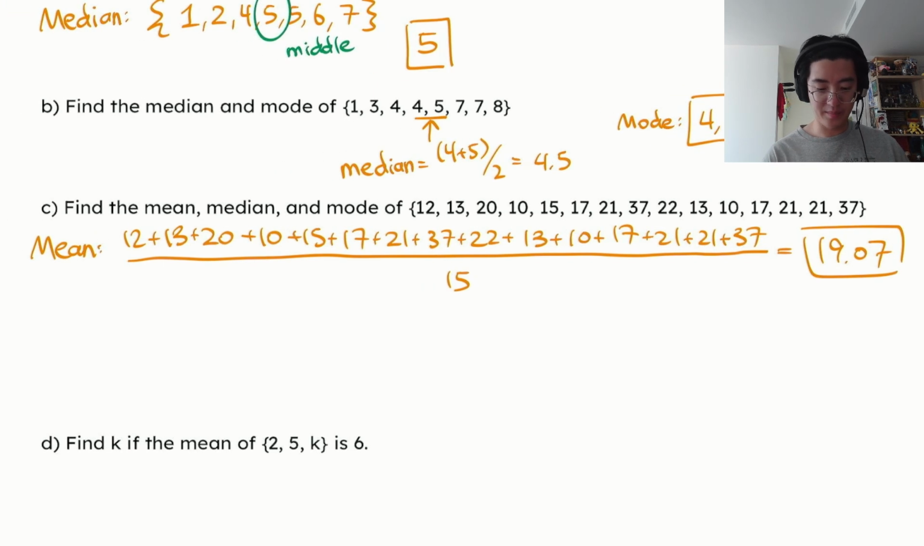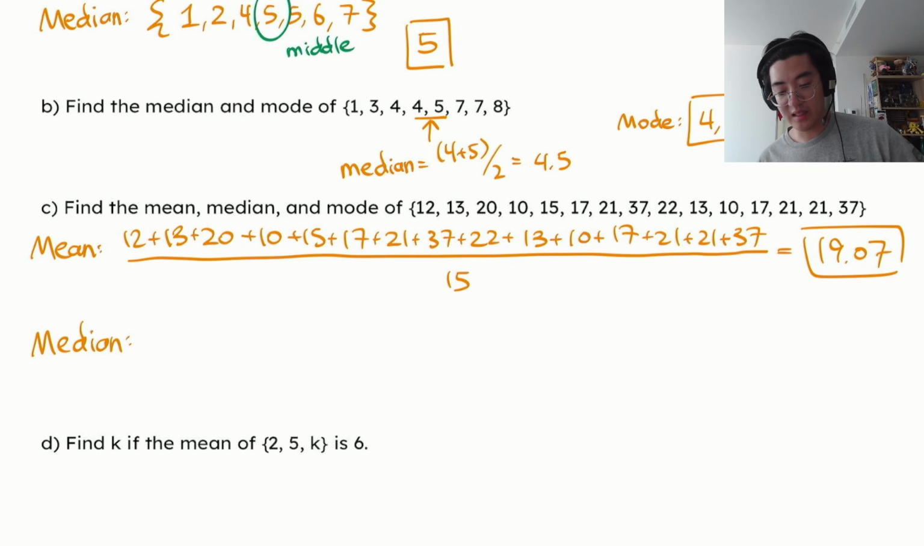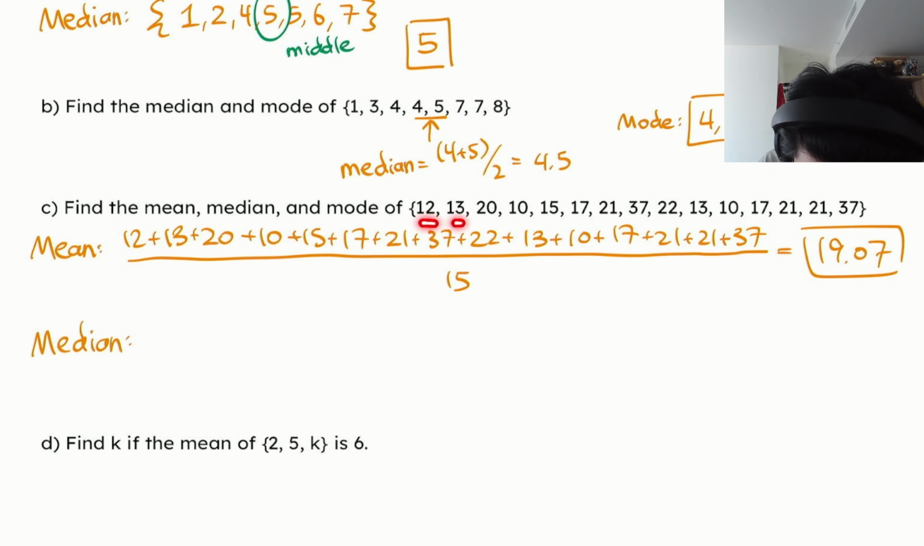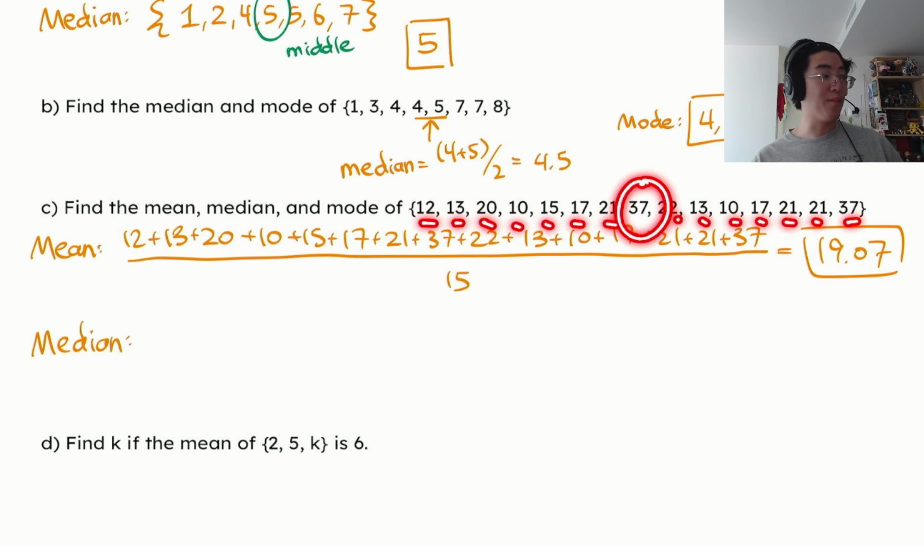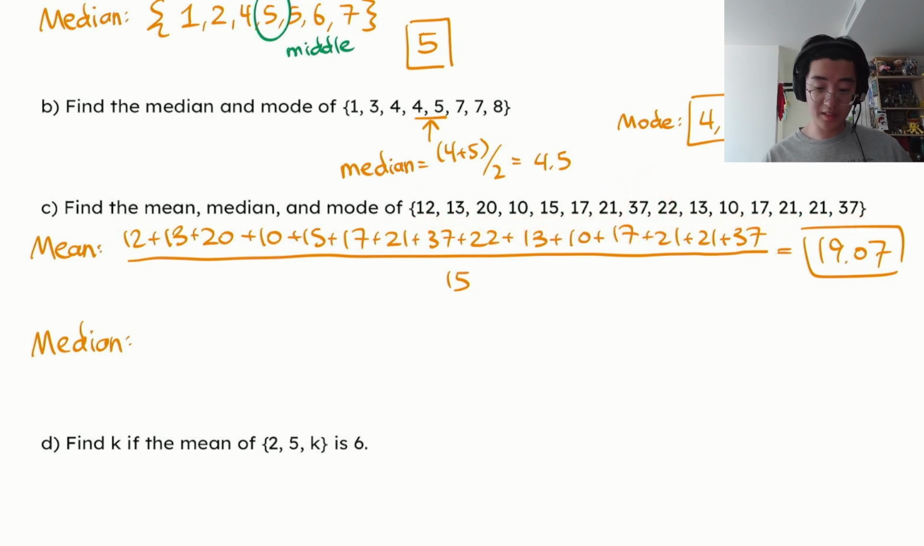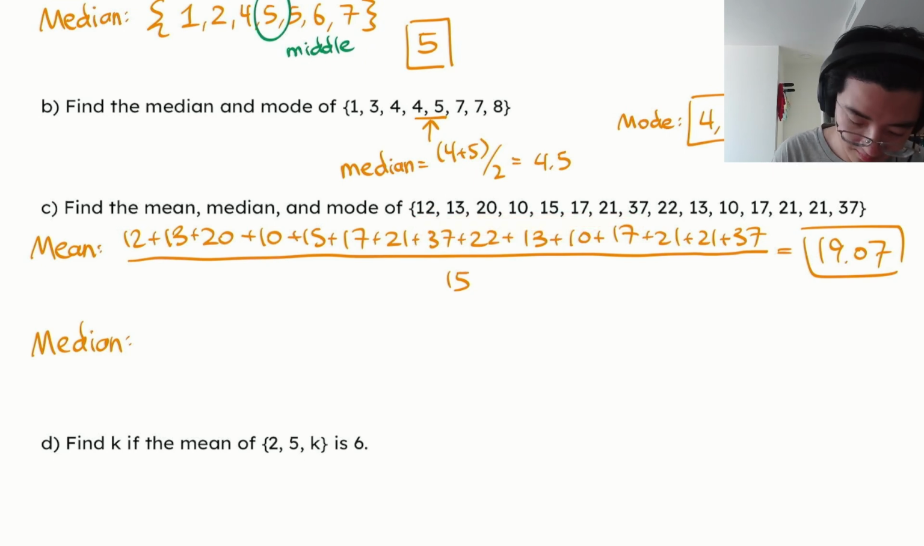Okay, now the median. This time we cannot just pick the most middle number. In this set, the most middle number is, let's see, 1, 2, 3, 4, 5, 6, 7. So the median here would be 37 because that's the most middle number. However, we notice that they are not in numerical order. It's not the smallest to the biggest. So we have to rearrange everything first.